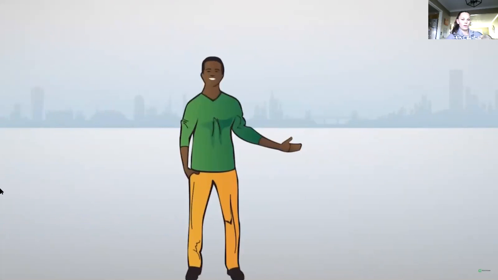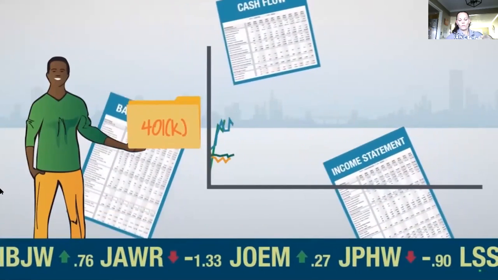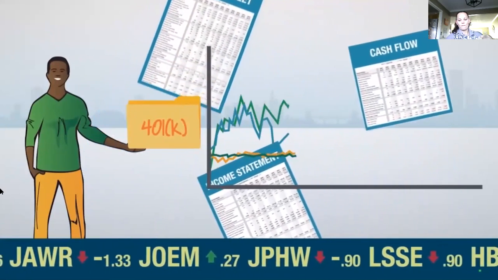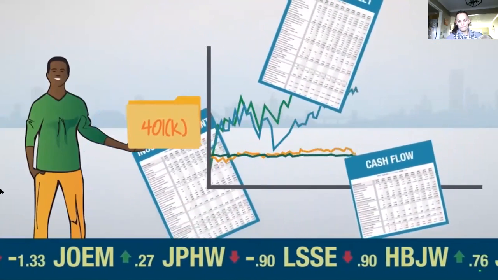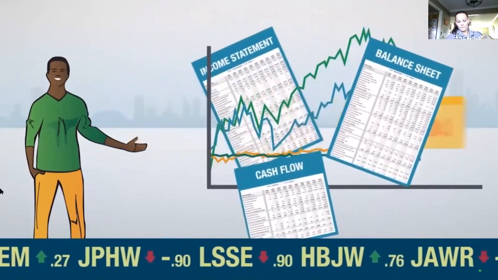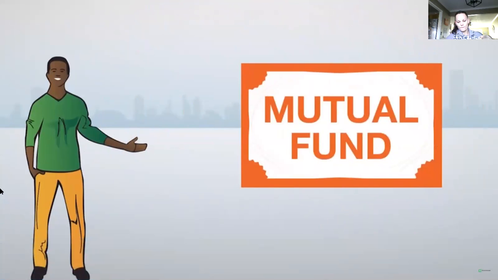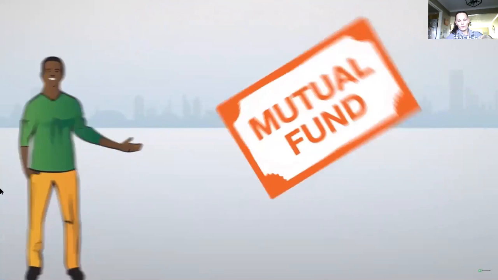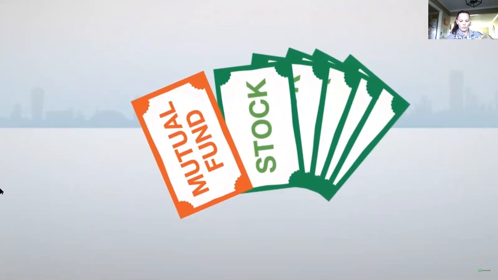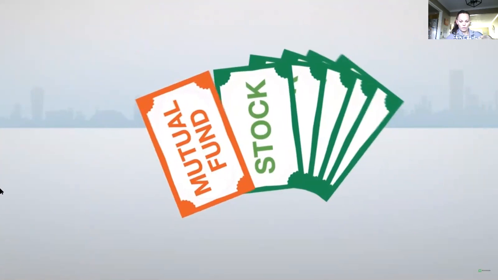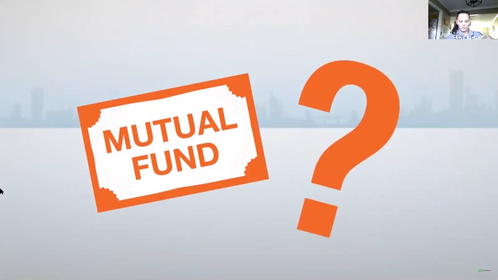Suppose there's an investor who wants to invest some of his retirement portfolio in the stock market, but he doesn't have time to analyze individual stocks and create a diversified stock portfolio. Instead, he decides that he'd rather purchase a mutual fund. This way, the investor can purchase a single investment, which will be similar to purchasing an entire portfolio of stocks. But which mutual fund is right for him?